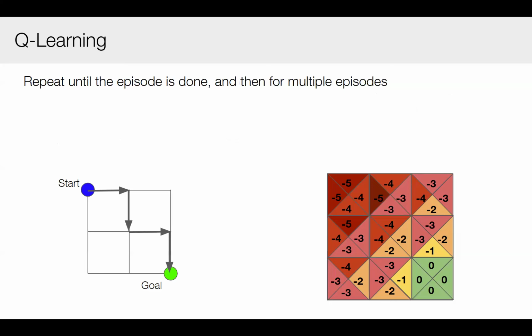The idea is that you would just keep repeating this every single time you take an action across episodes, and ideally over multiple episodes, your Q table would converge to the optimal Q table, where you don't need to make any updates anymore.